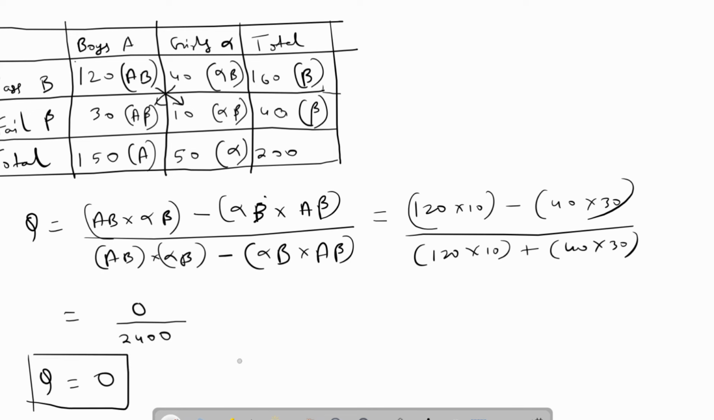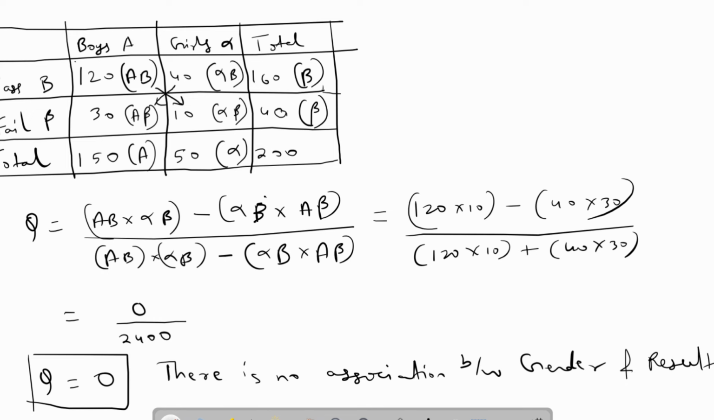So if Q is equal to 0 it means there is no association between gender and results. Like, being boy or girl has no effect on passing or failing. Okay, so this is your Yule's coefficient. Whatever the answer is, if it was +1 or any positive number, then we say there is a positive association. If there was any negative number here, we would have said there is a negative association. Since the answer is 0, it shows that there is no association between the two attributes, gender and results. Okay, I hope this one is clear to you.